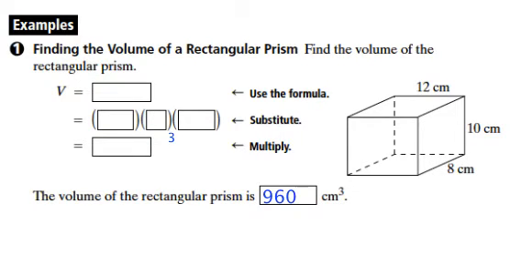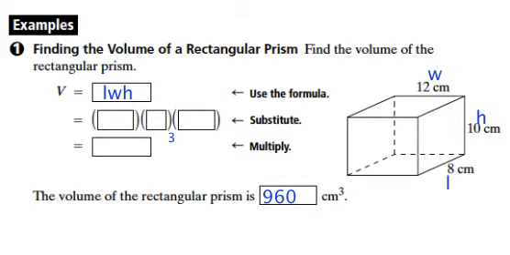Finding the volume of a rectangular prism. Find the volume of the rectangular prism. We start with the formula, V equals L times W times H. Label L, W, and H on your actual drawing. So the length is 8, the width is 12, and the height is 10.